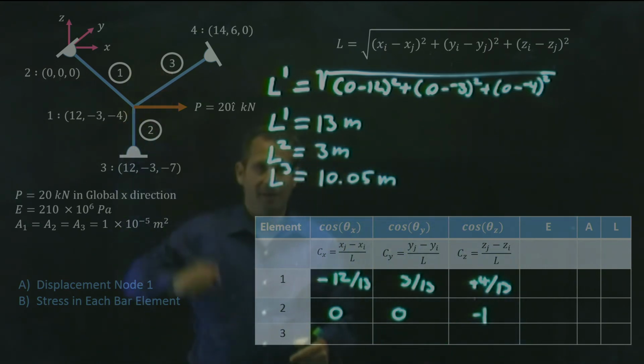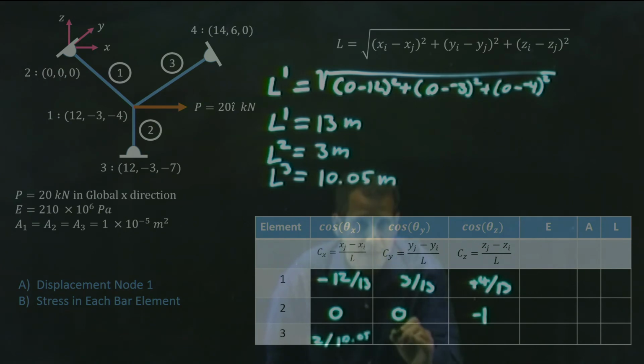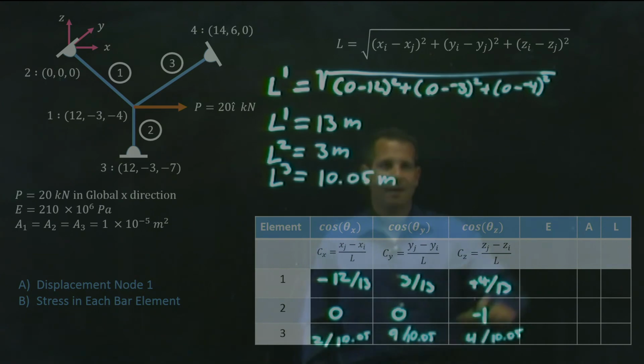For bar element number 3, I'll end up with the difference of 2 over the length 10.05, 9 over 10.05, and 4 over 10.05. All right? And I could fill out the rest of this chart.